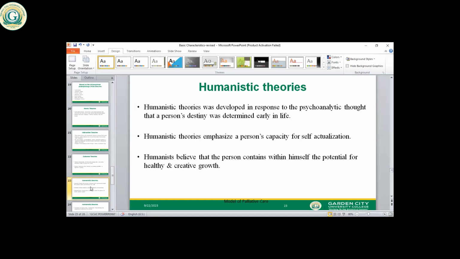The humanists believe that as individuals, we all have inbuilt potentials. We all have some form of potentials within us. And when we are able to focus on our potentials and work on ourselves, then we'll be able to reach the level of self-actualization, or reach where we want to see ourselves in future. So that is how we had the humanistic theories.